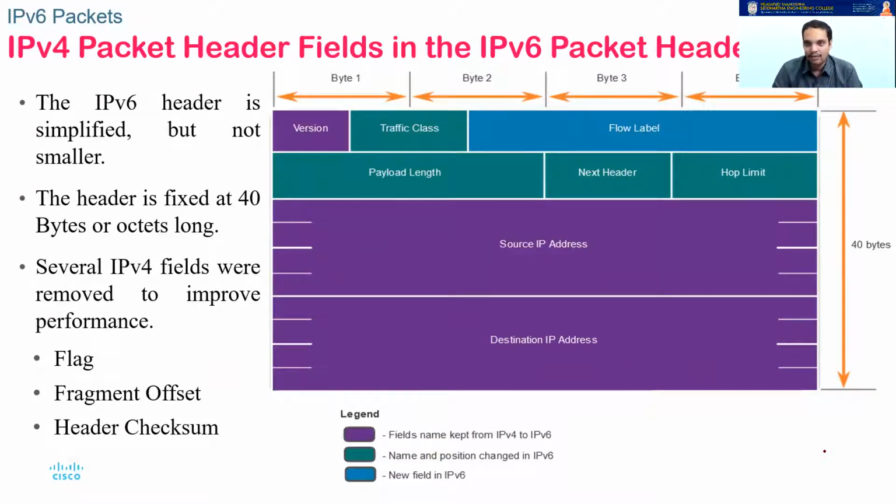There is some color formatting here. If you see, this particular violet color shows that the field's name kept from IPv4 to IPv6 is the same. The version remains the same, IPv4 or IPv6. The source IP address remains the same, and the destination IP address remains the same.